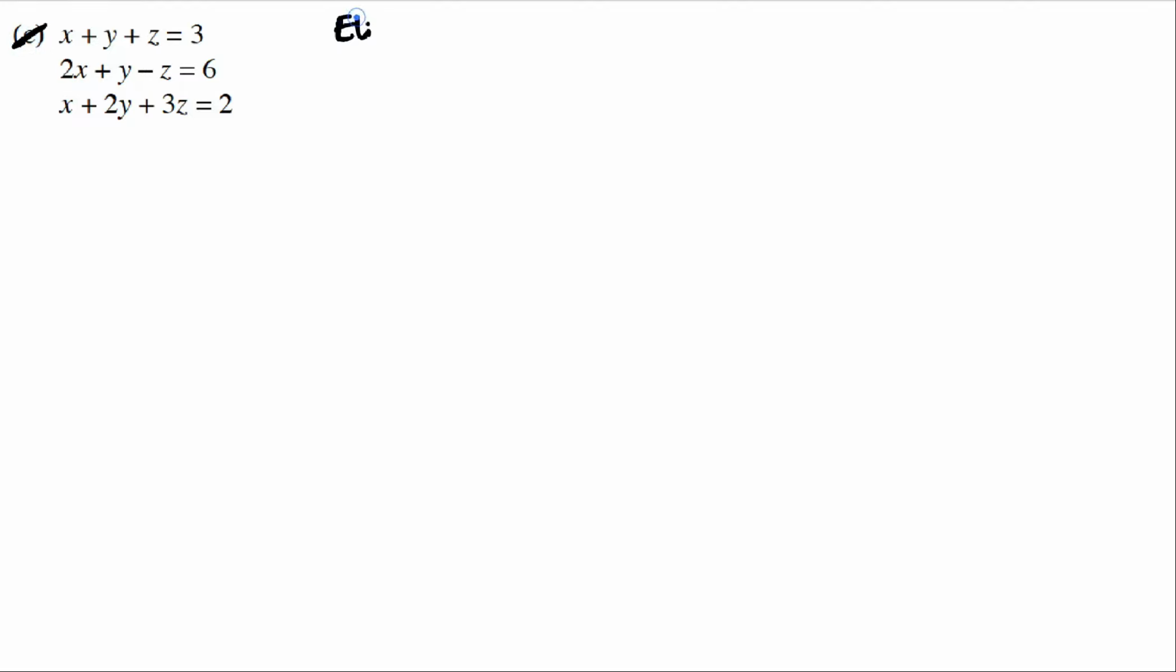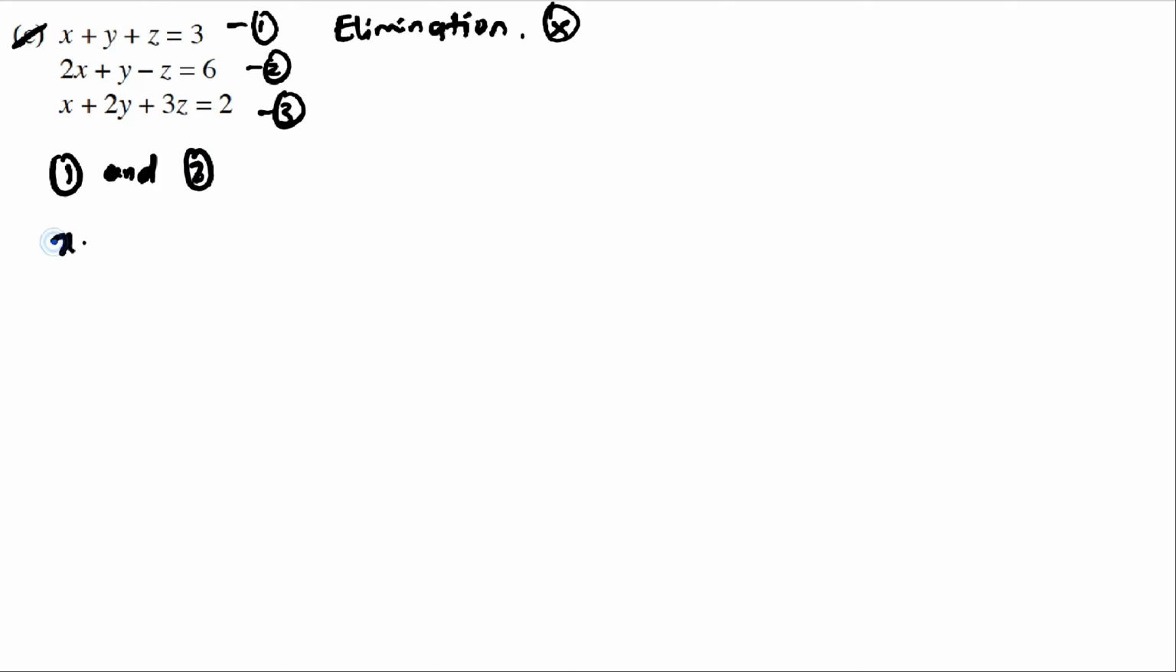Elimination. You can eliminate any number that you want, but I just want to eliminate x. Okay, we have first, second, third. For x, you see this one is x, 2x and x. If you are doing with equation 2, then you have to make sure that the coefficient of x is the same. Okay, if I do 1 and 2, 1 here, x plus y plus z is equal to 3.